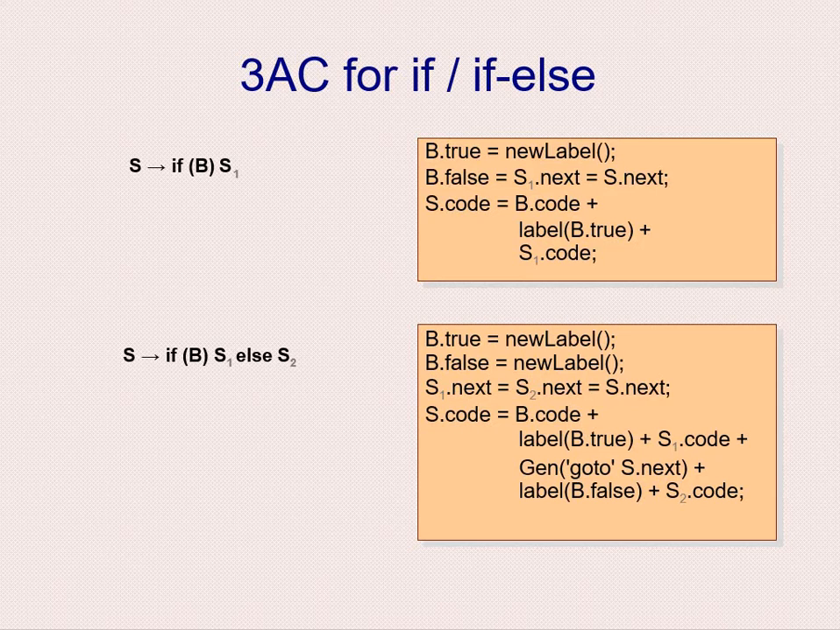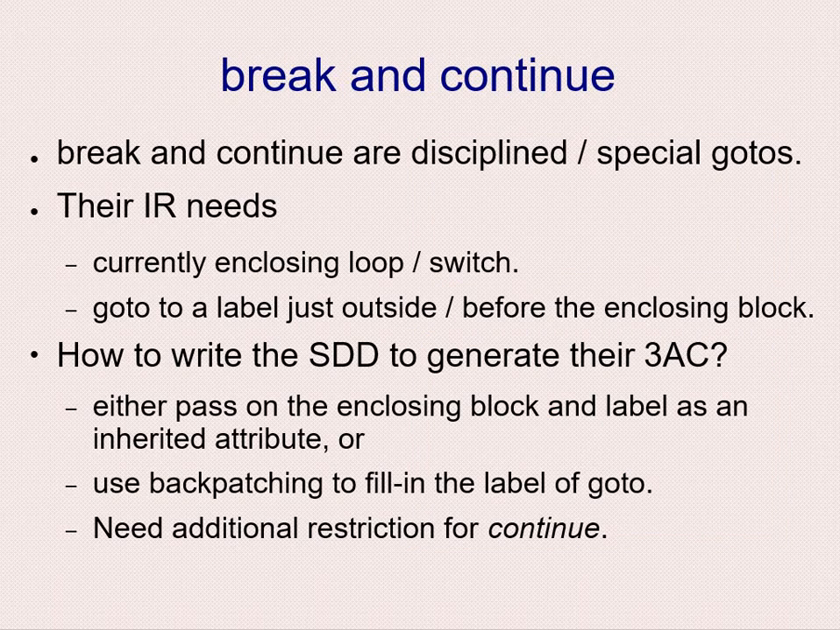Suppose we are having break and continue. Break and continue are disciplined, special goto statements. If break comes in some loop, at that time we come out, and if continue comes, we go back and repeat that loop, skipping the remaining portion. So their intermediate representation needs the currently enclosing loop or switch, and a goto to a label just outside the enclosing block.